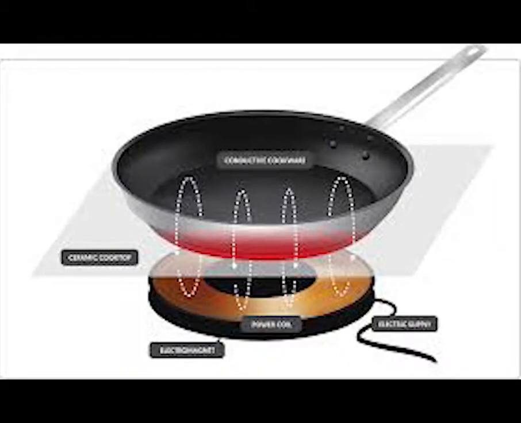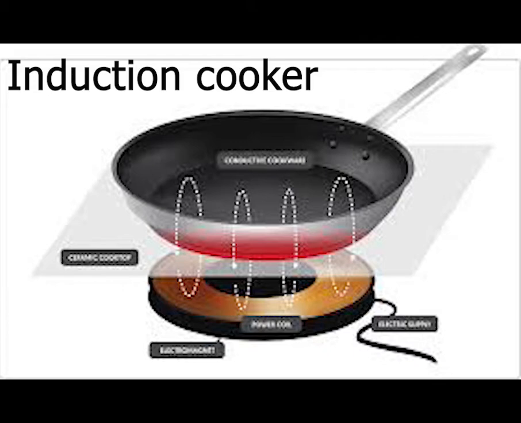A good example of application of magnetic flux density is the induction cooker. An induction cooker heats a cooking vessel by electrical induction. An oscillating magnetic field is produced when alternating current is passed through the coil of copper wire underneath the ceramic plate of the induction cooker.